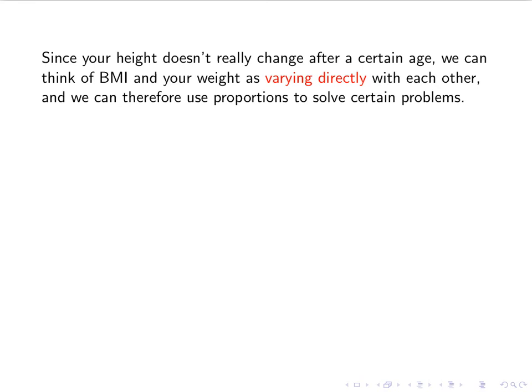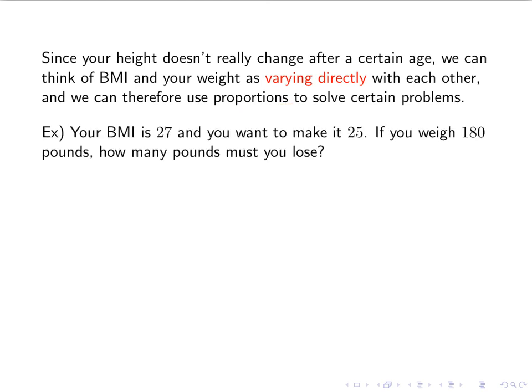On the other hand, typically after a certain age, you no longer grow vertically, so your height doesn't really change. And because of that, we can think of BMI and weight as varying directly with each other. As your weight goes up, your BMI goes up. As your weight goes down, your BMI goes down. And therefore, we can use proportions to solve certain problems. So we got to go back to how do we solve proportions. So your BMI is 27 and you want to make it 25. If you weigh 180 pounds, how many pounds must you lose?